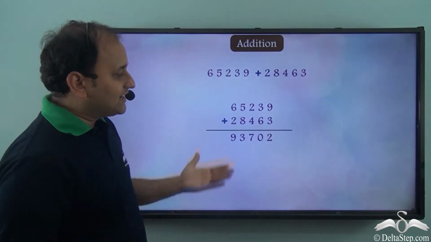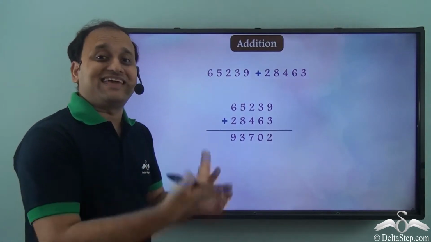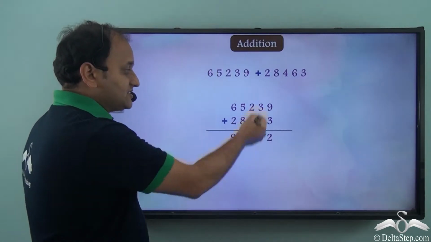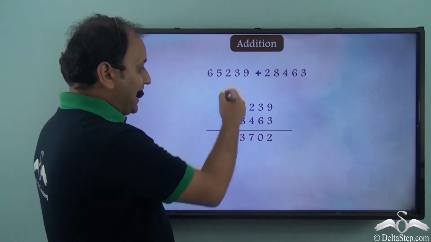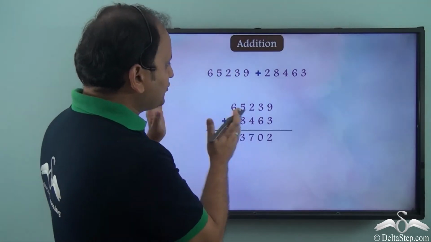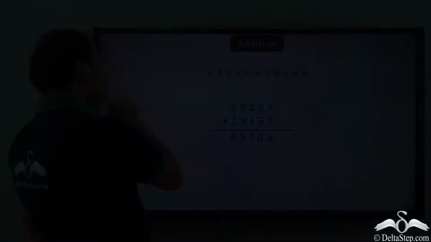And how did we get this answer? With the help of addition with carry. So we performed addition with carry where digits were carried over and we performed addition accordingly. So this is how you would add two 5-digit numbers.